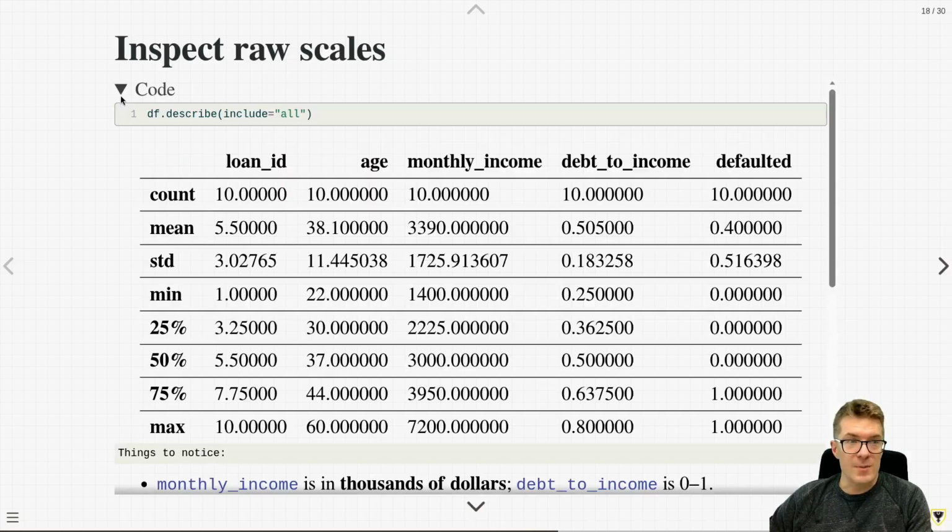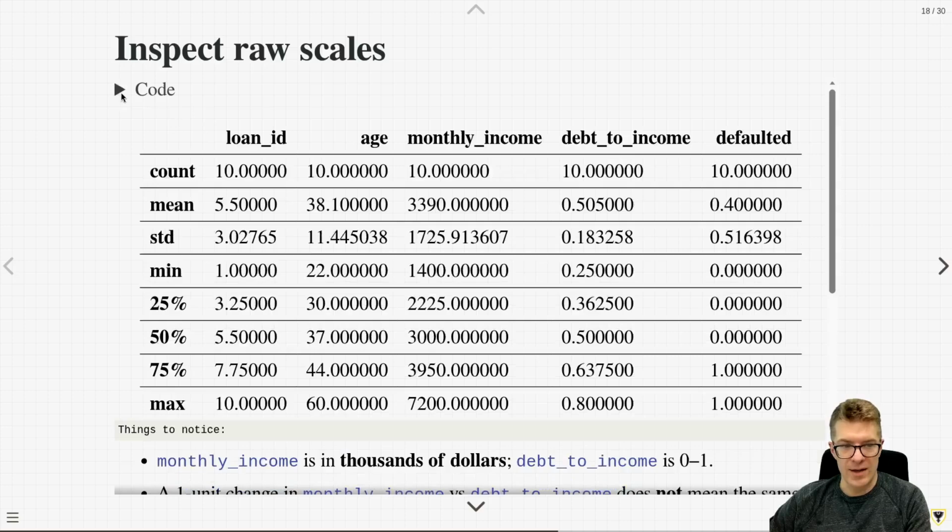So we want to maybe inspect some scales. When you have a data frame, you can call the describe function. And here we're just going to include everything, so we have the parameter include equals all. And then what we get is this big table over here. We have counts, averages, standard deviations, and so on. We have 10 different loan IDs. The average is 5.5. The standard deviation is 3.02, and so on.